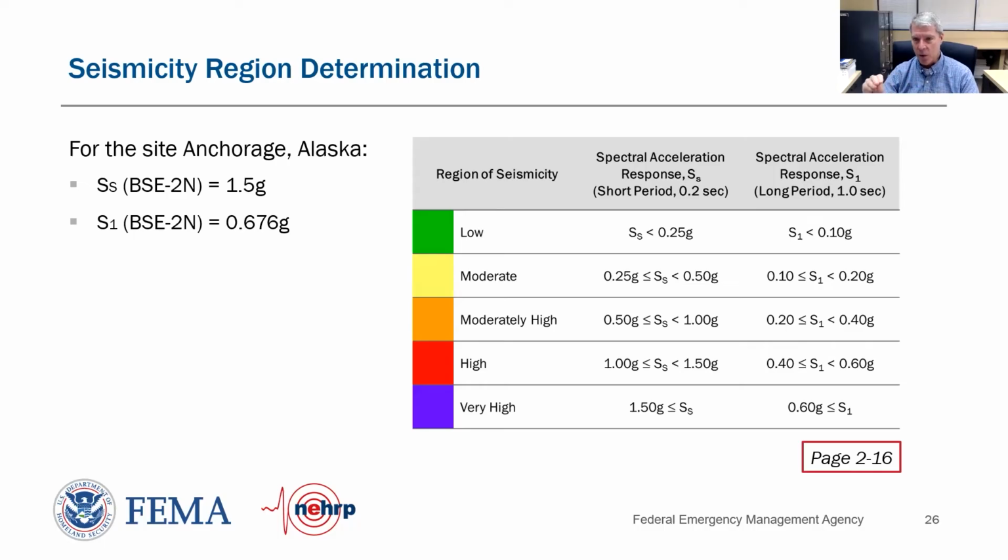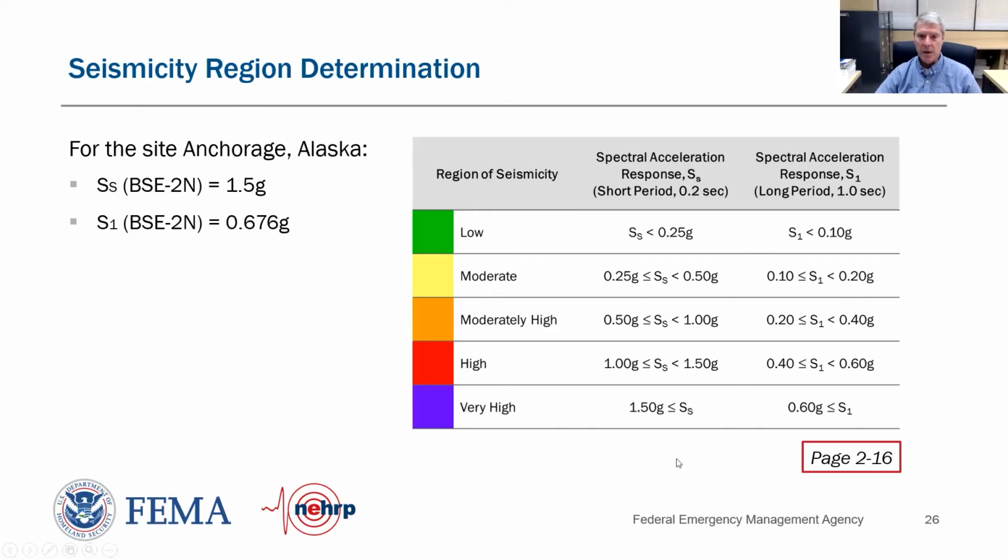Because the basic scores are calculated based on the median of the scores within each region. So you can be off by as much as, I mean, for S sub S, the moderately high region is from 0.5 G to 1 G. That's half a G. That's a lot. And then on the high seismicity, the region is defined from 1 G to 1.5 G. So that's why I like to use this and look to see whether I'm right at a transition to the next seismicity region or not. And it gives me a little more information.